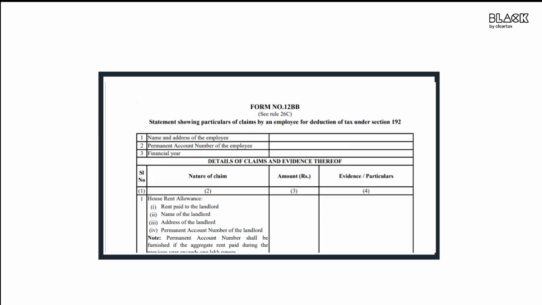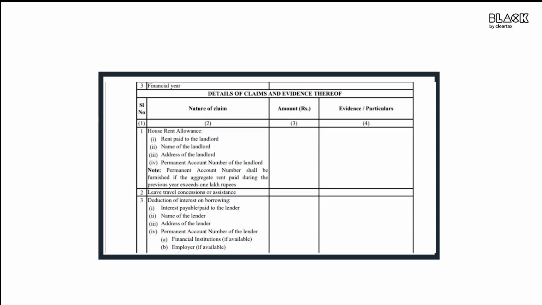Form 12BB looks something like this. Here you can start filling up your name, address, PAN and the financial year for which you are making the declaration. In the next part, you will have to give details of house rent that you pay, the name and address of your landlord, and their PAN if the total rent amount that you're going to pay for the year exceeds 1 lakh rupees. And the evidence that you can attach here is the rent receipt.